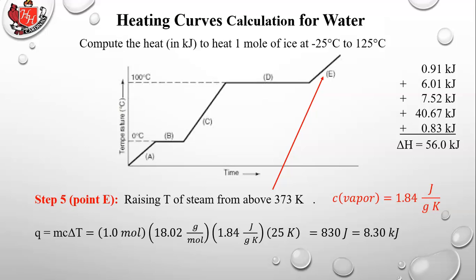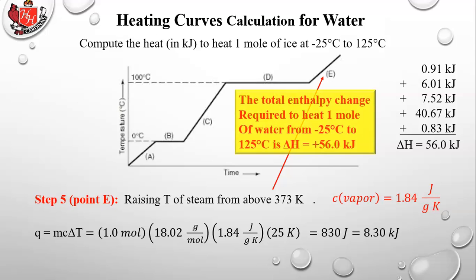They wouldn't ask you to do this entire calculation on the AP, but definitely they could ask you to do one part of it, okay? So you should understand how to do this. So the total enthalpy change required to heat 1 mole of water from negative 25 degrees centigrade to 125 degrees centigrade is delta H equals positive 56 kilojoules.